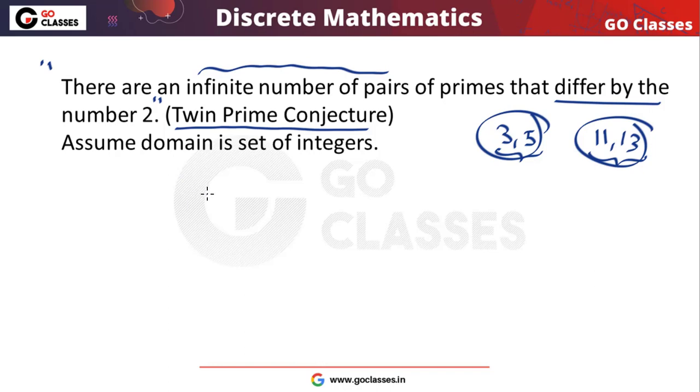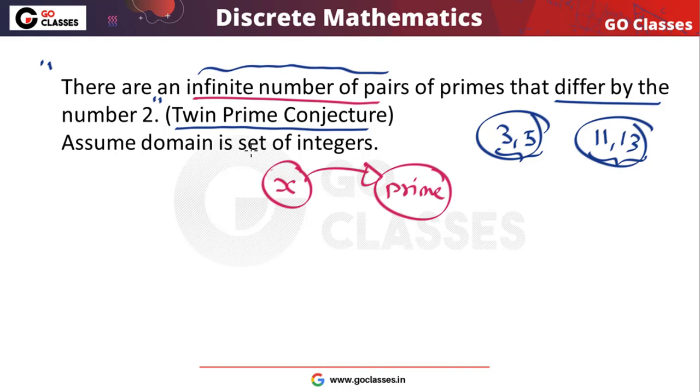So how can you write this? Again, very simple. What we are saying is that for every number, there must exist some prime number. Infinite number of pairs means for every number we should have a pair, correct? Whatever number you take, there must be a pair. So there must be a prime number, and this number plus 2 should also be prime.